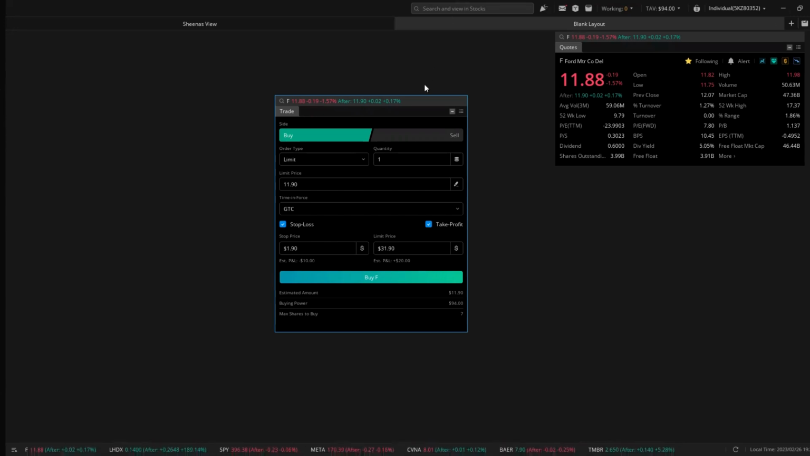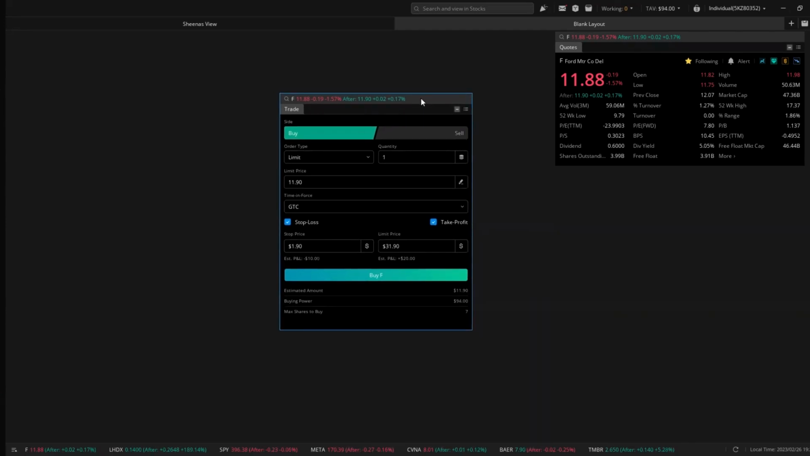But let's just briefly go over what it looks like and kind of play around with the different options we have. So right now we're on the buy side, and that's why it's green. If we click on the sell side, you'll see that everything kind of turns red. Let's go back over to the buy side.